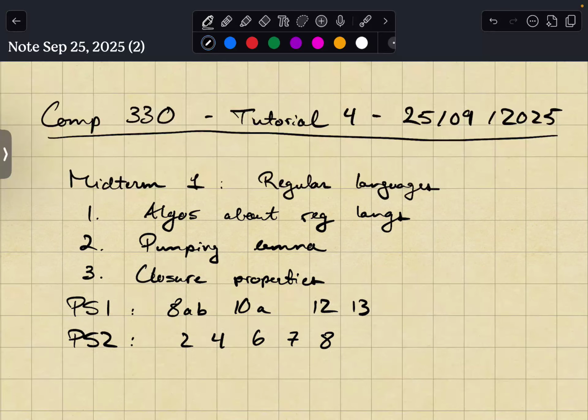Any questions about the midterm, its contents, what to expect? I'll be invigilating one of the classes. So if I'm in the class that you're in, then feel free to ask me questions about like, is zero in the set of natural numbers? Then I'll give you a straight answer.